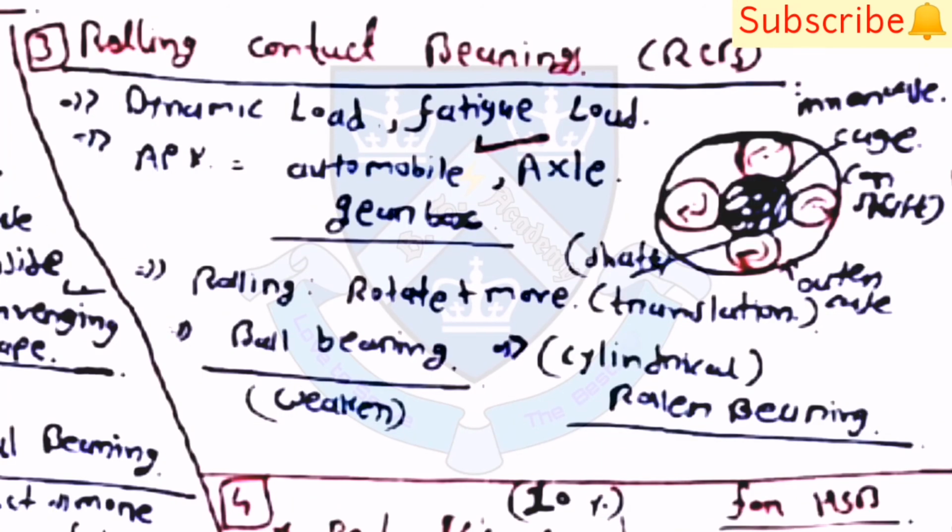Then rolling contact bearing is there. In that, dynamic load or fatigue load is applied, and applications are in automobile, axle or gearbox. Then in the rolling process, rotation plus movement is there, and ball bearing is weaker than cylindrical bearing or roller bearing.